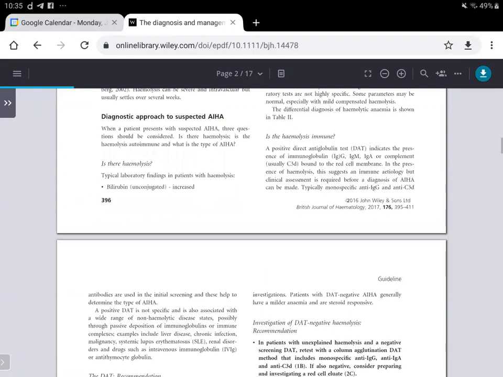Based on this, we can differentiate between the cold types. These are basically the historical findings that we look for when we want to differentiate the primary cold hemagglutinin disease from the secondary cold hemagglutinin disease, which is also known as the cold agglutinin syndrome.